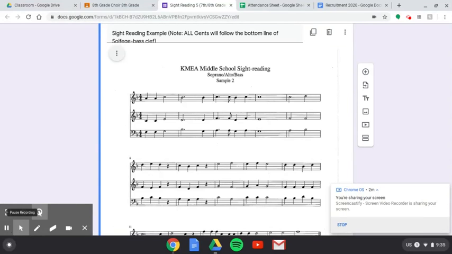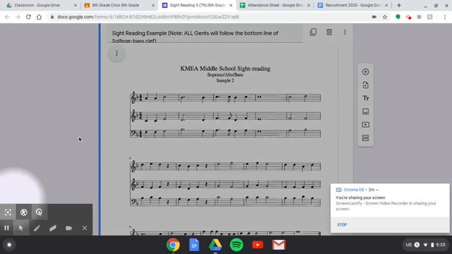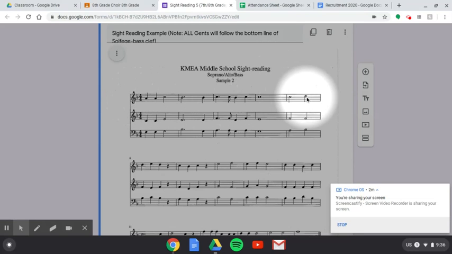All right, hello everyone. I'm going to quickly focus in here on this soprano line. So what I'm going to do here is take the seventh and eighth grade sight reading example for this coming week, and I'm just going to focus in on the soprano line. Notice, seventh and eighth graders, I've gotten rid of that bass line for now.